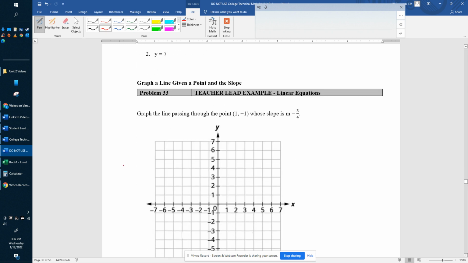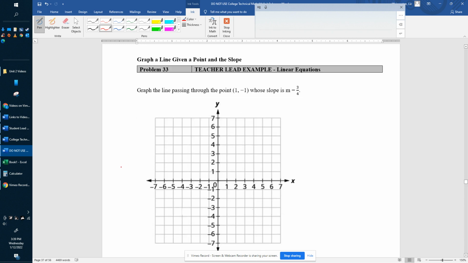All right, welcome back. Looking at problem 33, we need to graph a line that passes through a point and we're given a slope. So we need at least 2 points to graph a line. We had used 3 earlier just to make sure we didn't make any mistakes in our algebra, but technically speaking, you only need 2 points to graph a line. How do I get another point out of the slope?